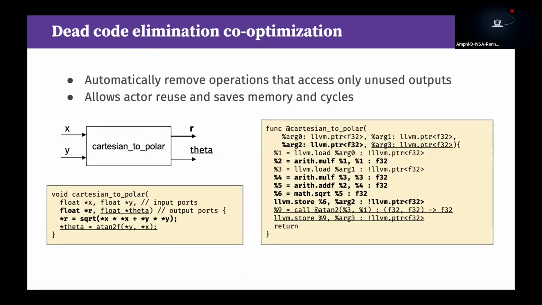So here's an example. We are going to automatically remove the operations that access only unused outputs. That's the dead code elimination: we don't use some value. In this example, we've got a Cartesian to polar transformation, starting from the XY coordinates and computing the R and theta. That's a generic function. We compute both values, but you may want to use only one of them. In this example, we want to use only the theta value. We don't need the radius, only the angle. And what we can see is that we've got a bunch of instructions here which are completely unused, and what we're going to do is remove those instructions.